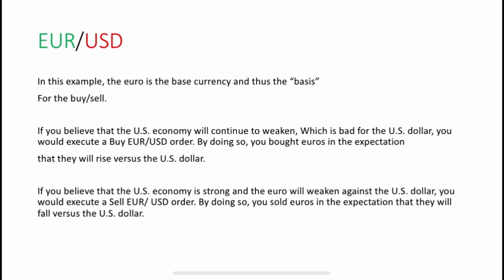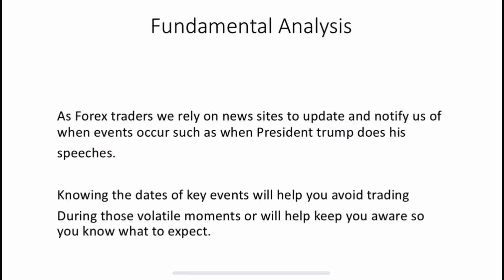So if you believe the Euro USD will weaken, then we shall place a buy order on the Euro USD. But if you believe the US economy is strong and the euro will weaken against the US dollar, you would execute a sell Euro USD order, and by doing so you sold euros in expectation that they will fall versus the US dollar. As simple as that.